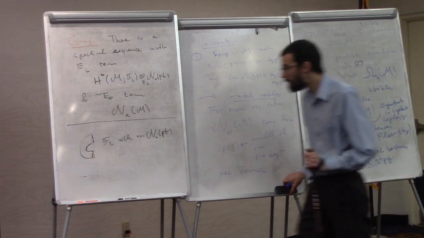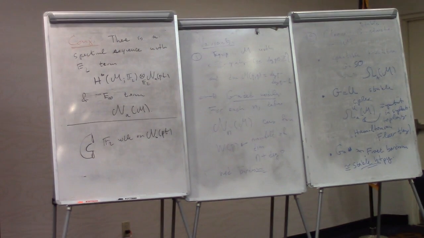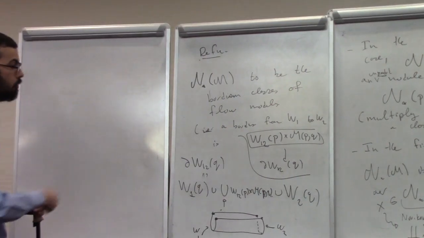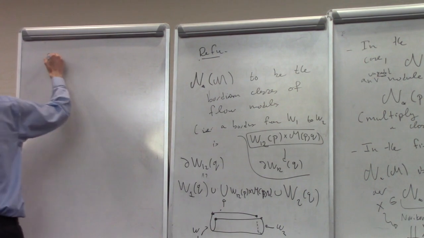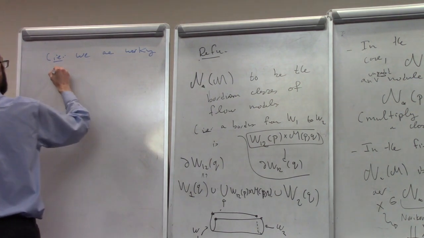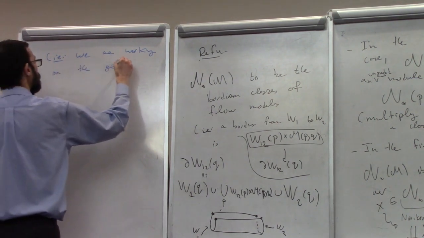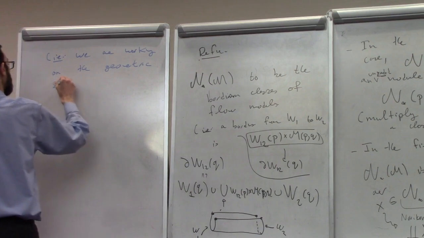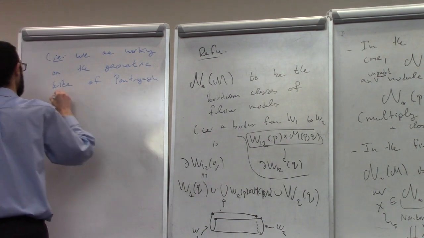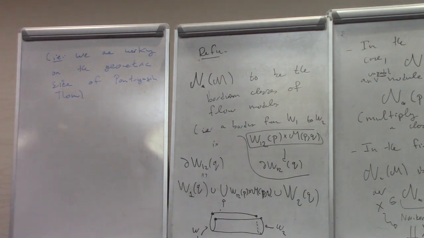So what is happening? Why are these constructions so much simpler? It's because we are working on the geometric side of the Pontryagin-Thom construction. Okay? The previous constructions were all done on the homotopical side of it. And the homotopical side is very good for computations, but not very good for constructions, especially if your construction is coming from geometry. Working on the geometric side of Pontryagin-Thom.